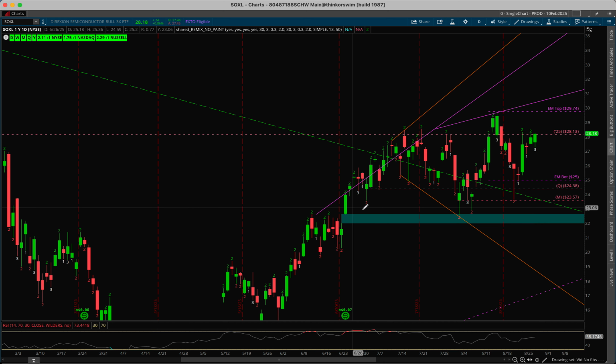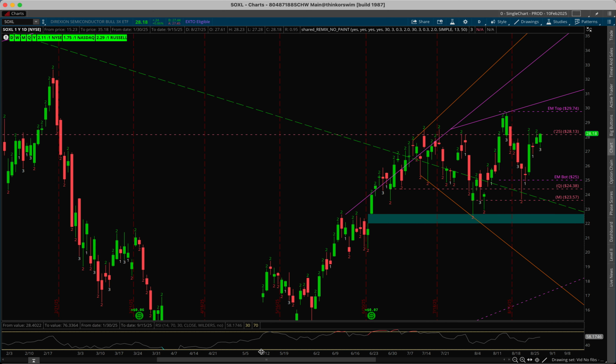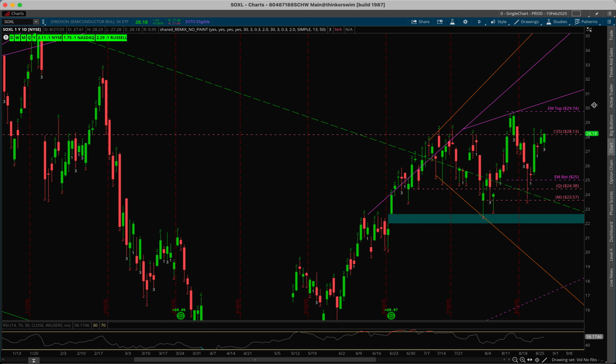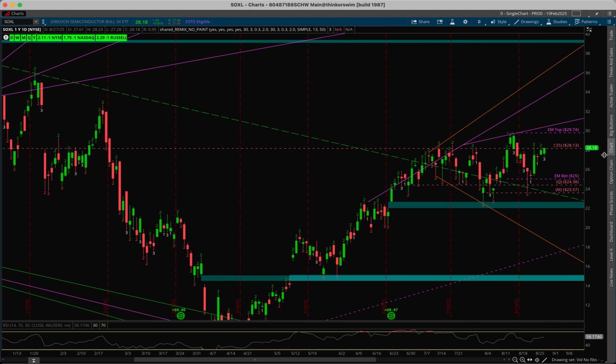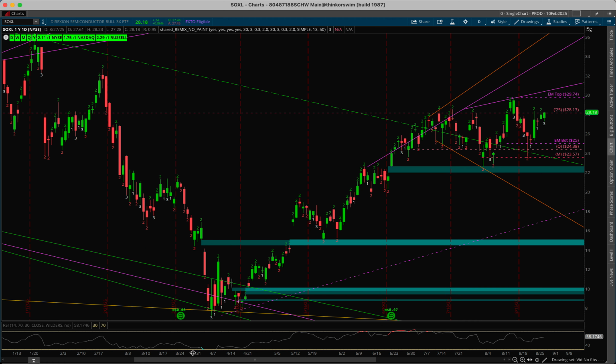For right now, as you can see, there's not a whole lot of lines that come into play, not a whole lot of indicators really overall on the chart when you're using the strat, right? It's a very simple way to read price action.